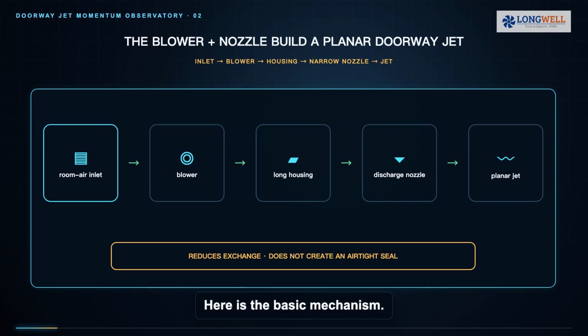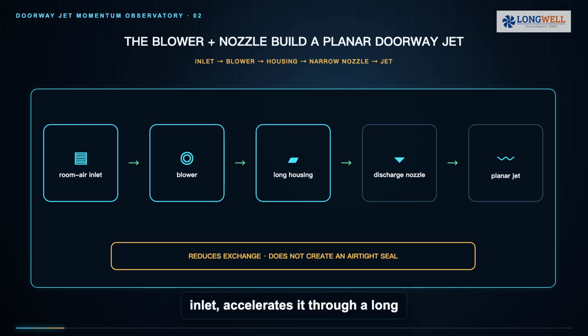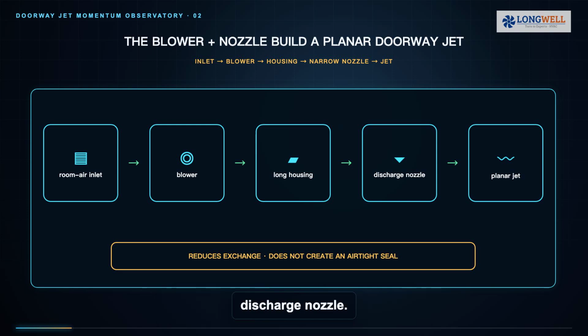Here is the basic mechanism. A blower draws room air through the inlet, accelerates it through a long housing and sends it through a narrow discharge nozzle. The nozzle organizes that flow into a planar jet across the opening. The jet separates the two air masses while people and goods can still pass. It reduces exchange, it does not create the airtight seal of a closed door.